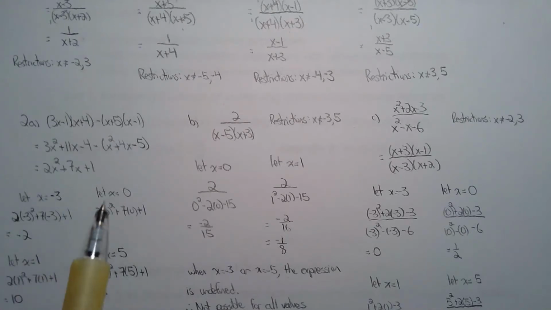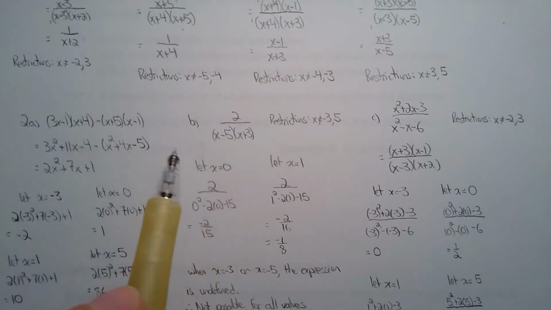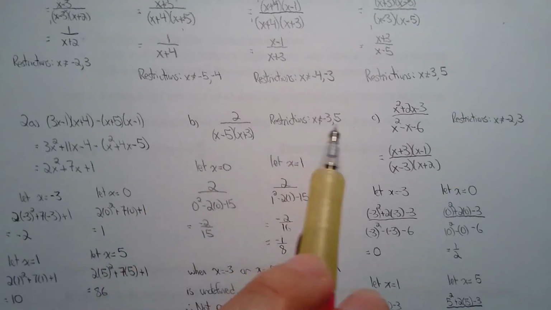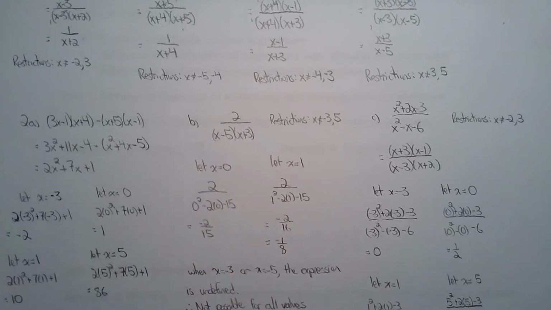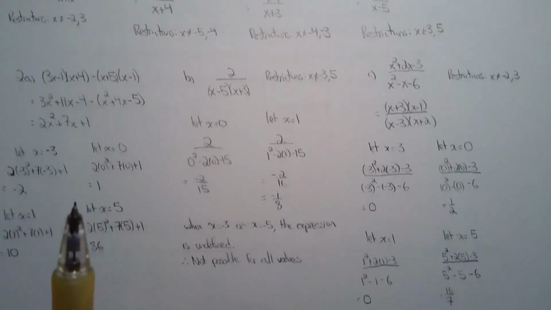Now for 2b though, there are restrictions because you can't let x equal -3 nor 5, because when you have it factored in the denominator, you'll see that those values of x will make the expression undefined because the denominator is 0. So it's not possible for -3 and 5, but it is possible for 0 and 1. So you can let x equal 0 and let x equal 1.